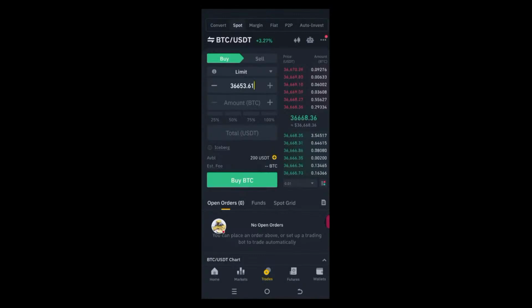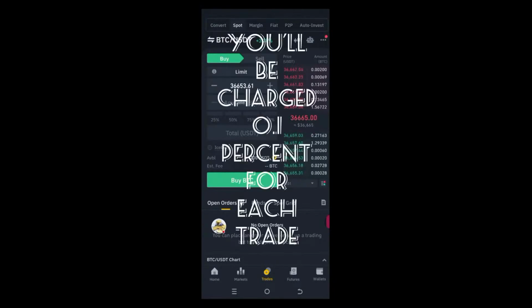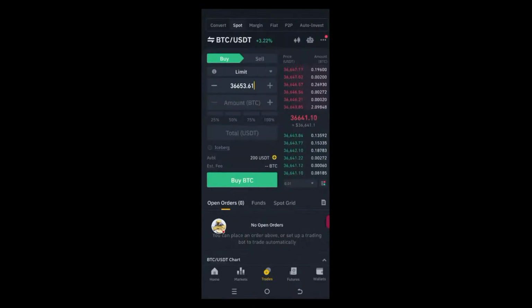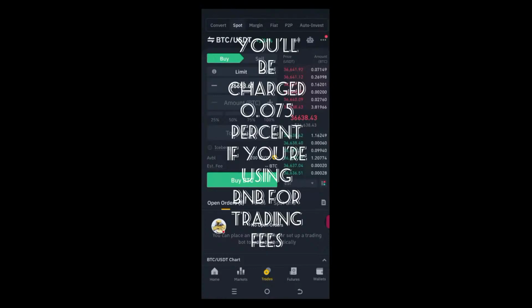Most times when you go to convert, you may not see these pairs, or you may not see these pairs appear the way they appear in spot trading. Now, of course, you should realize that in the spot trading section here, you're going to be charged 0.1% on any trade. And if you're using BNB for your trading fees, you will be charged less, like 25% less. You'll be charged 0.075, something like that.